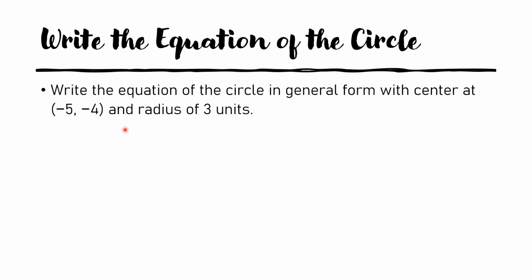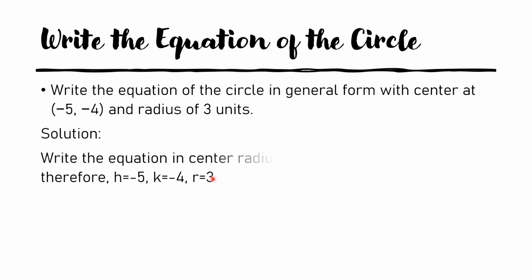Let's have another example. Write the equation of the circle in general form with center at (negative 5, negative 4) and radius of 3 units. So, general form tayo. Pero ang una natin gagawin, meron tayong center at saka radius. So, pwede natin siyang i-plot using the center-radius form. Wherein, yung h natin is negative 5, yung k natin is negative 4, and yung r natin is 3.